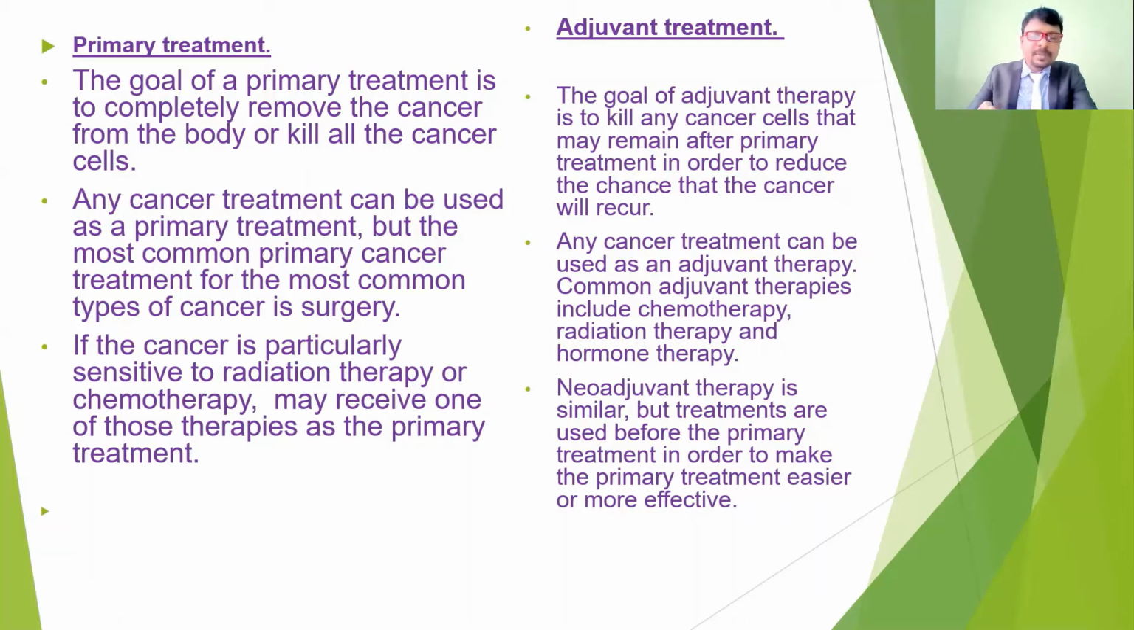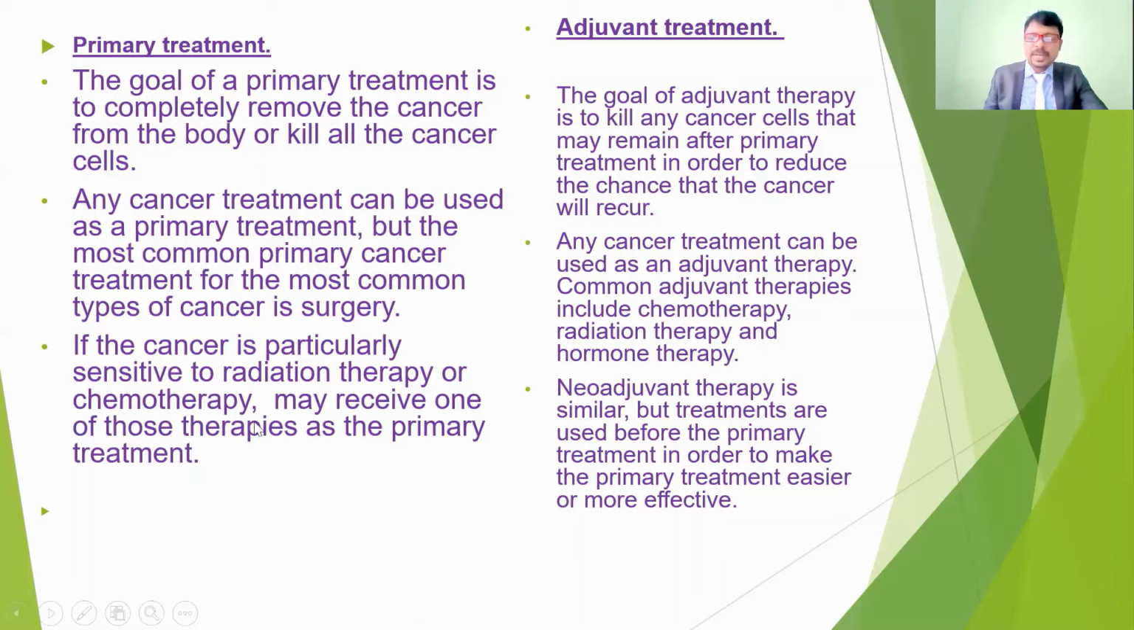And radiation therapy sends radiations that kill the DNA structure of the cells of the tissues. If you continue the radiation therapy, after some days it is going to kill the DNA and stop the growth of the cells. So these are the primary treatments: surgical procedures, chemotherapy, and radiation therapy.